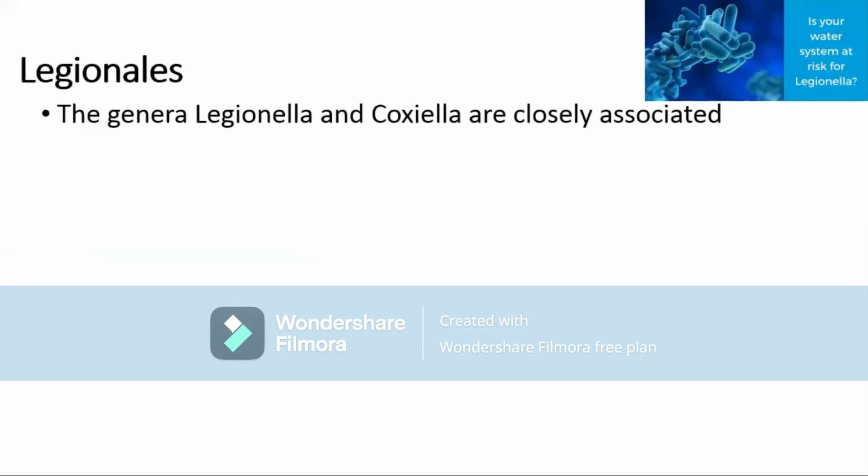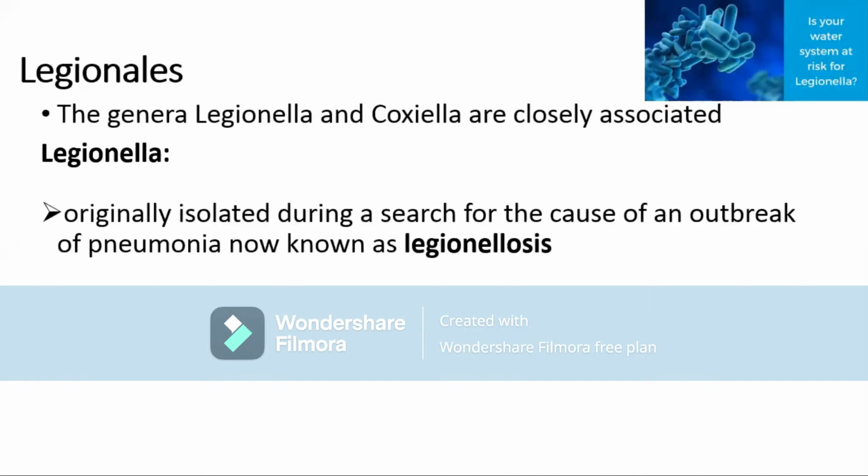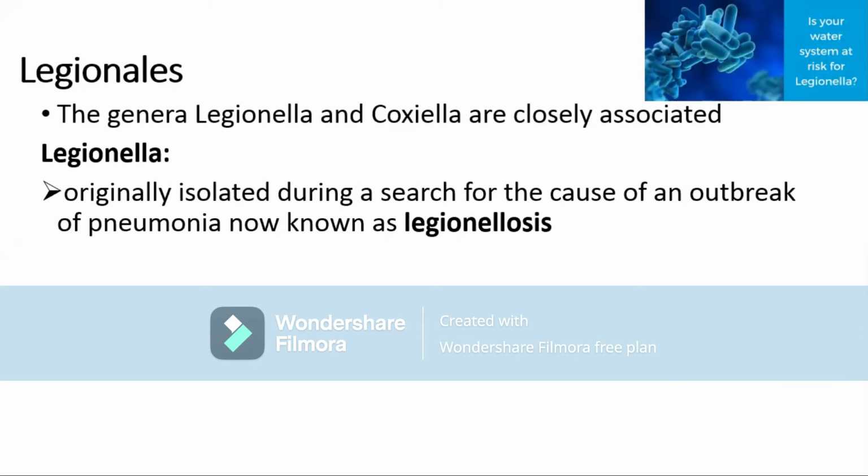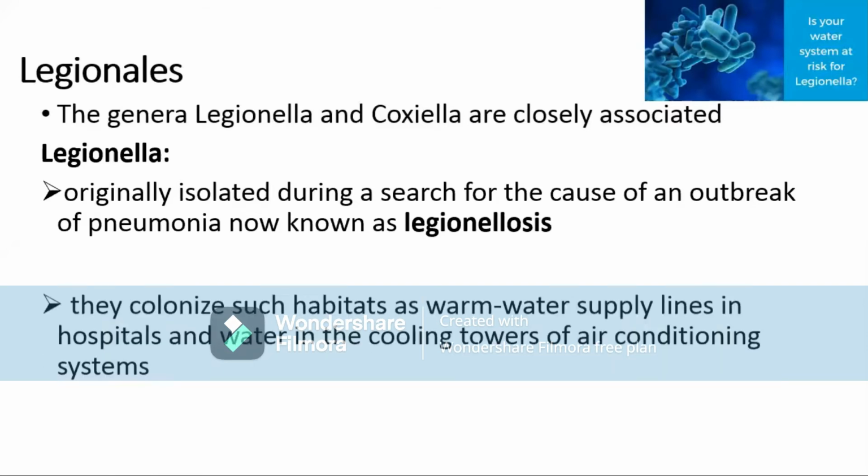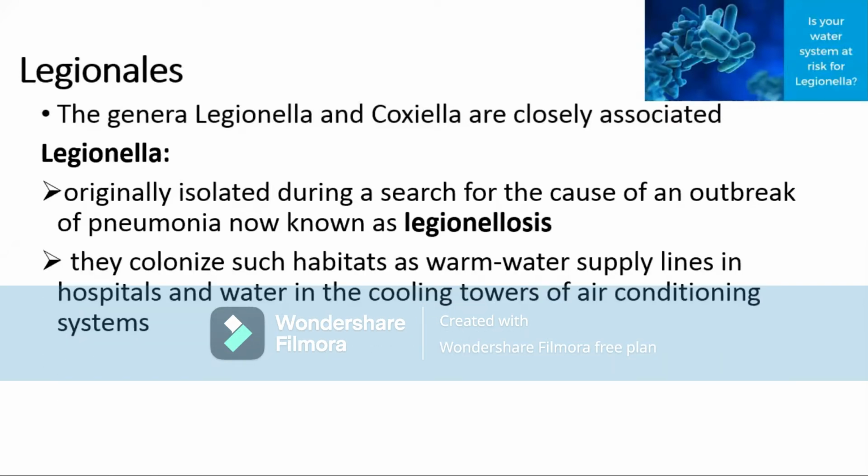Legionales is another order, and the important genera include Legionella and Klebsiella. These two genera are important in the order Legionales in the gamma proteobacteria. Legionella is important because it was originally isolated for causing a form of pneumonia, also known as legionellosis, right? They colonize habitats such as warm water supply lines in hospitals and water in the cooling towers of air conditioning systems. These water supplies and cooling towers may be a source of these bacteria, right?